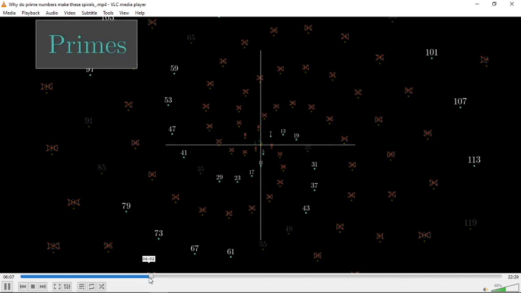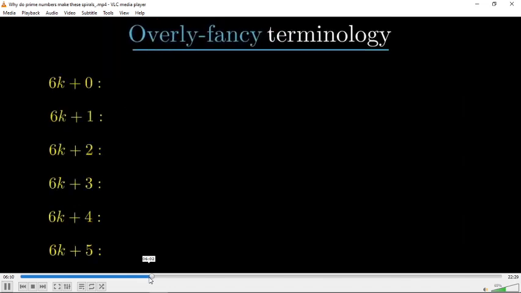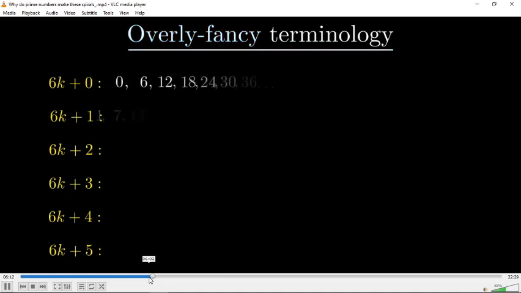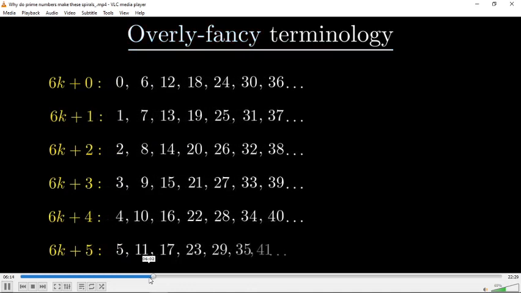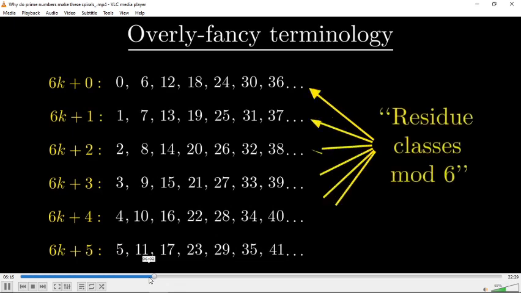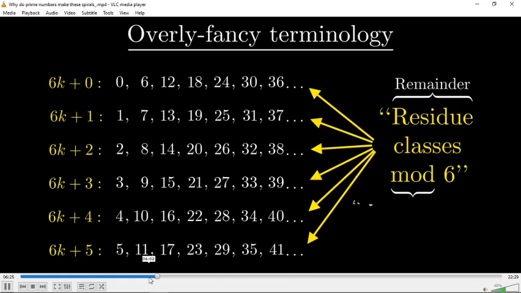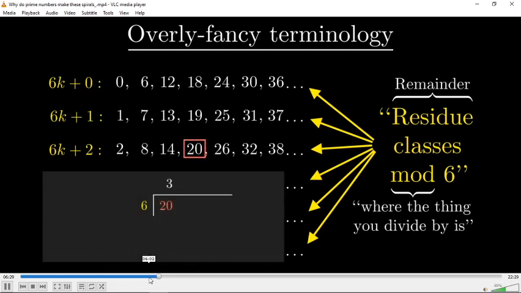And while we're in this simpler context, let me introduce some terminology that mathematicians use. Each one of these sequences, where you're counting up by 6, is fancifully called a residue class mod 6. The word residue here is sort of an overdramatic way of saying remainder, and mod means something like where the thing you divide by is. So, for example, 6 goes into 20 3 times, and it leaves a remainder of 2, so 20 has a residue of 2 mod 6.